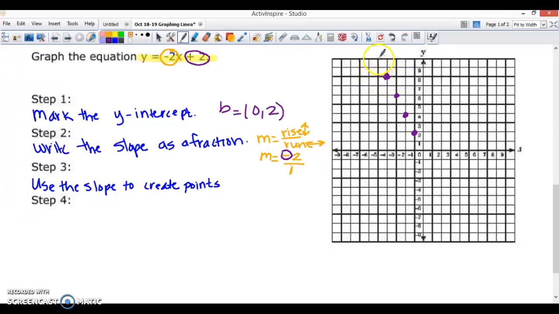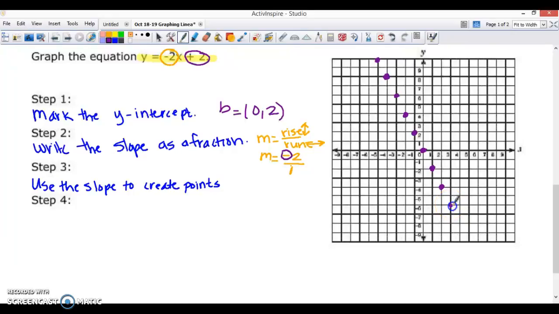Up 2, over 1. All right, and we're not going to half do this thing now. We're going to do the other side as well. So now I'm starting back at the y-intercept, and I'm going to count down 2, over to the right 1. 1, 2, over to the right 1. 1, 2, over to the right 1. 1, 2, over to the right 1.